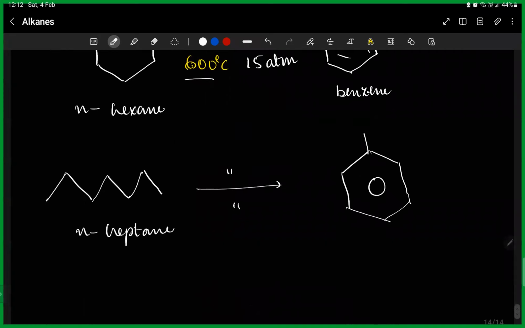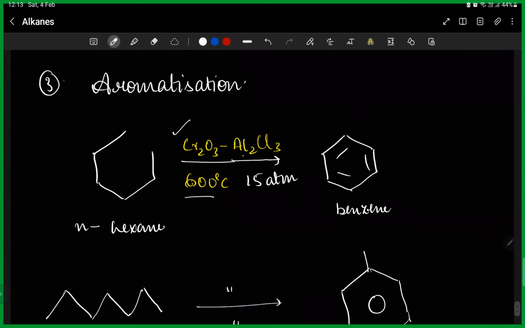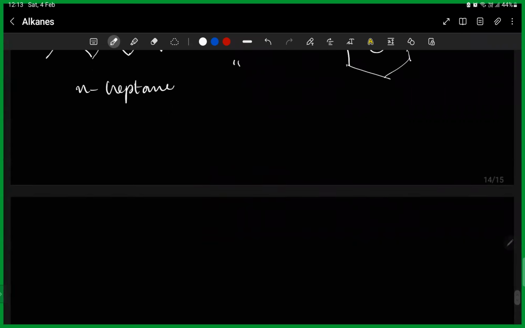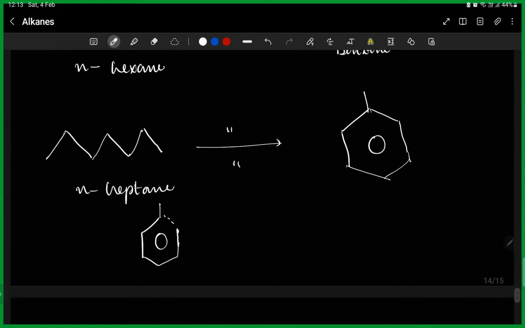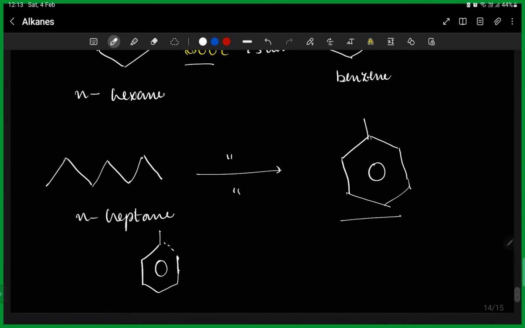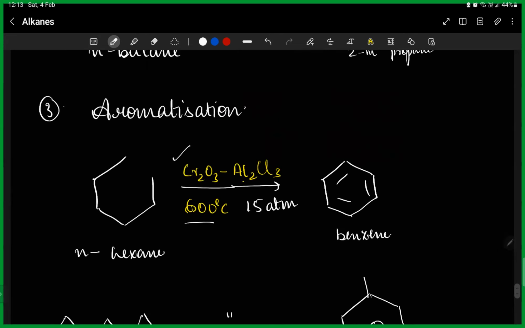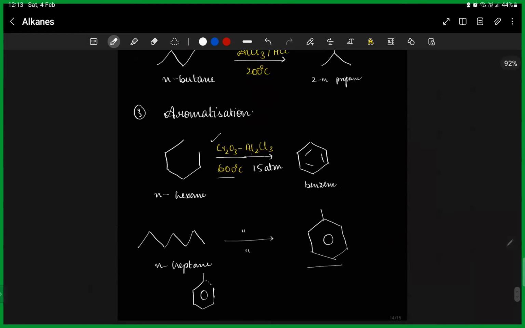Okay, if we take n-heptane, what would it be? It would be something like this. I'll just copy this. This will be the n-heptane, and then a new bond is formed and an aromatic compound is formed. That is why toluene is formed when you use the same reagent. So that's it. We are done with alkanes.